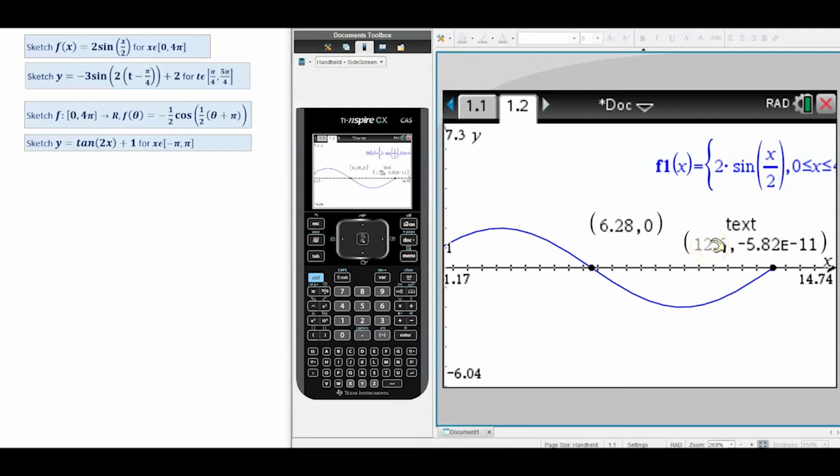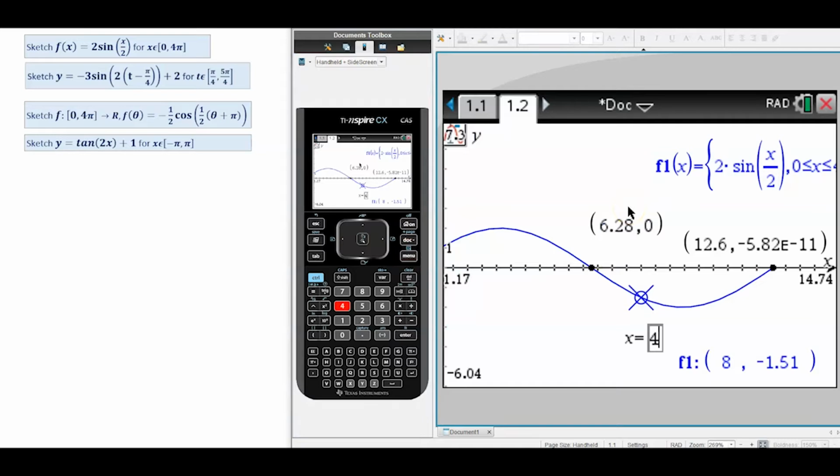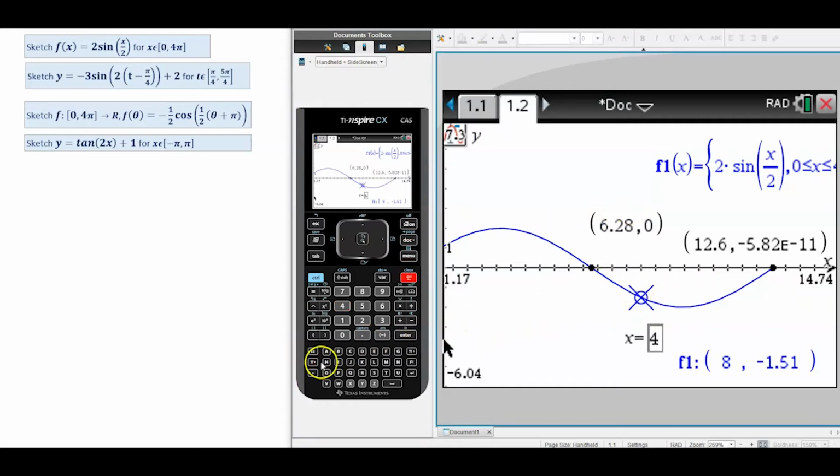But if I wanted to find this as an exact value, I need to go to the calculator page, or I can do menu, trace. And if I type in 4 and then pi, it jumps straight to that point. So it's actually doing that conversion. Or you could calculate that 4 times pi is around about 12.6. Not ideal to do it that way.